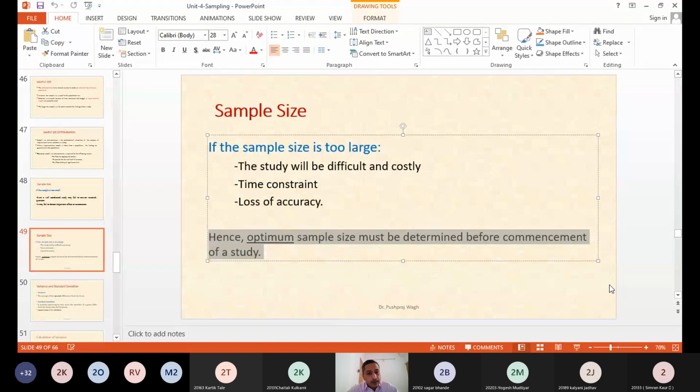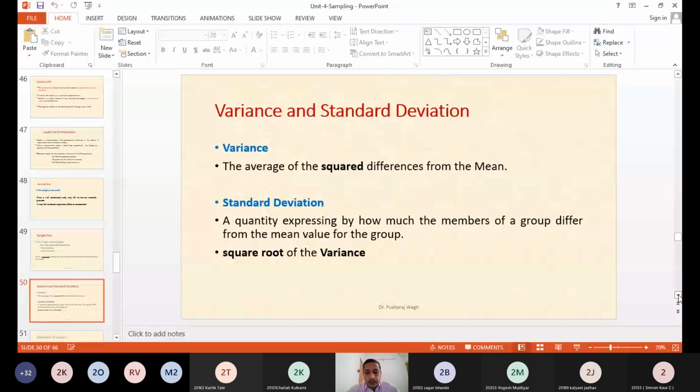Going ahead, before we discuss the different criteria for determining the sample, we need to understand a few basic concepts like variance and standard deviation. Have you heard these terms, variance and standard deviation?